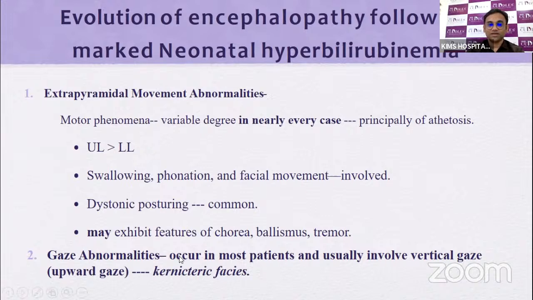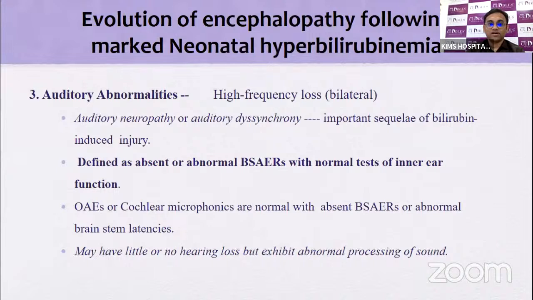The gaze abnormalities occur in most patients, and usually a vertical gaze palsy will be there, and the babies have a characteristic sunset-like face, as we have discussed previously. The auditory abnormalities are also commonly seen in chronic bilirubin encephalopathy. Usually high frequency losses are there, which are usually bilateral. We have a special name for this auditory abnormality. We call it auditory neuropathy or auditory dyssynchrony, which happens in babies with bilirubin induced injury.